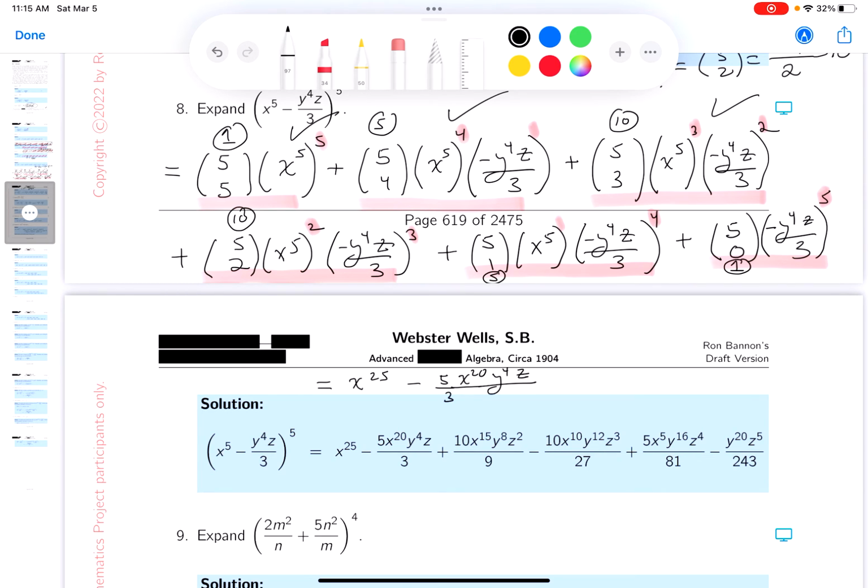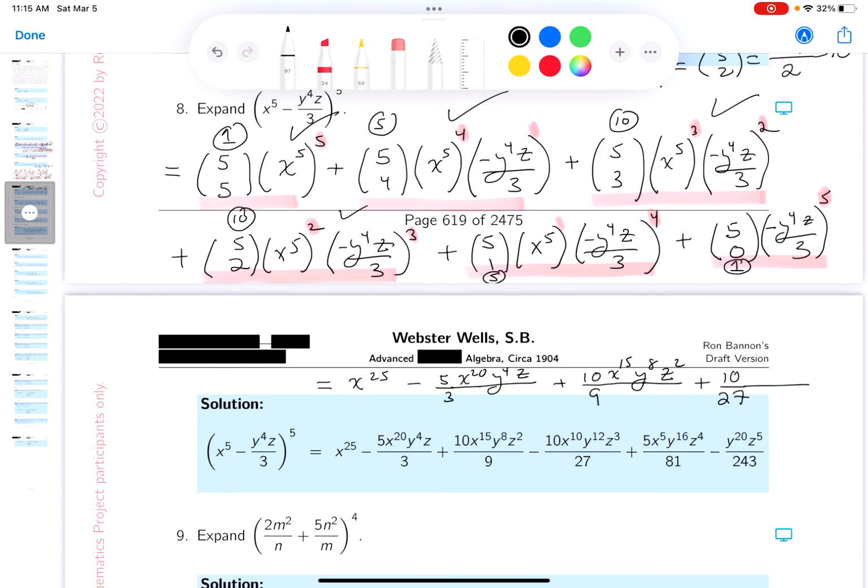So I just did this term and that term. I'm going to do this term. What are you going to get? You're going to get plus 10 over 9. You're going to get x¹⁵. You're going to get y⁸. You're going to get z squared. Let's keep moving along. Let's move to this term. What are you going to give there? Let's write this down. You're going to get 10 over 27. We'll check the key later, by the way.